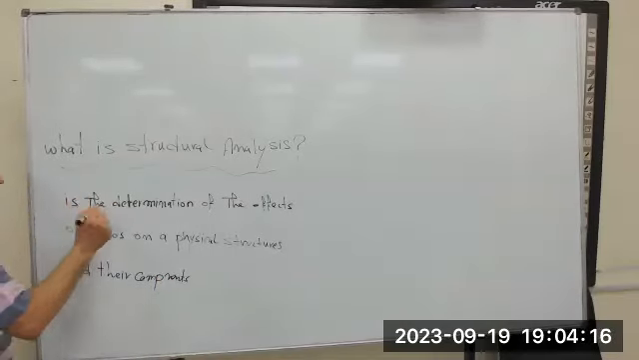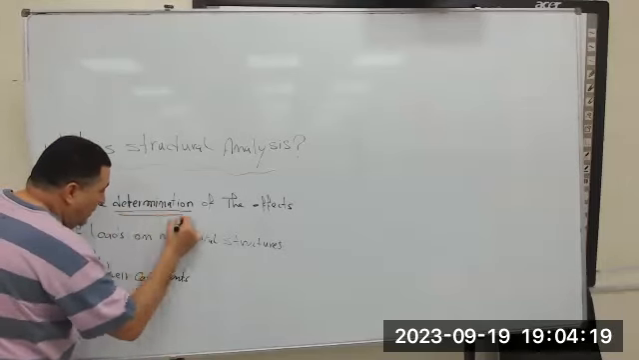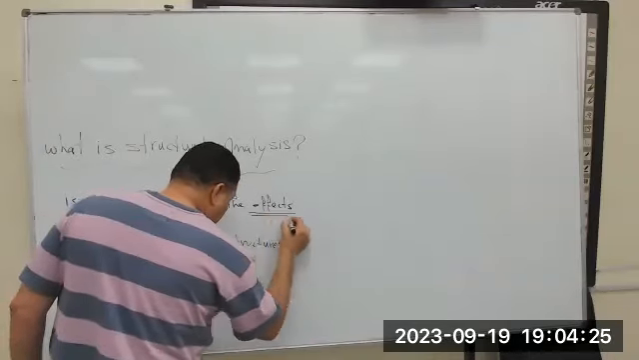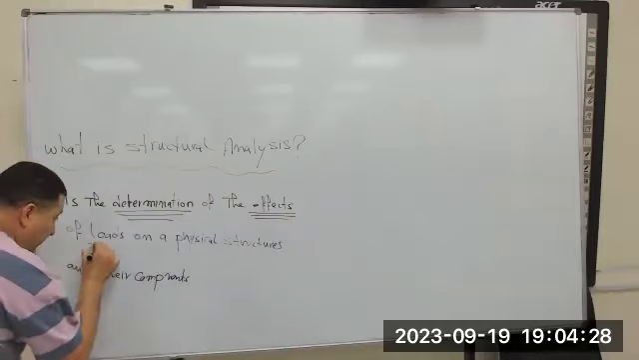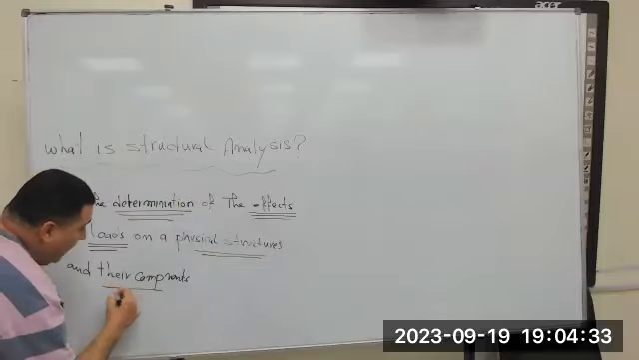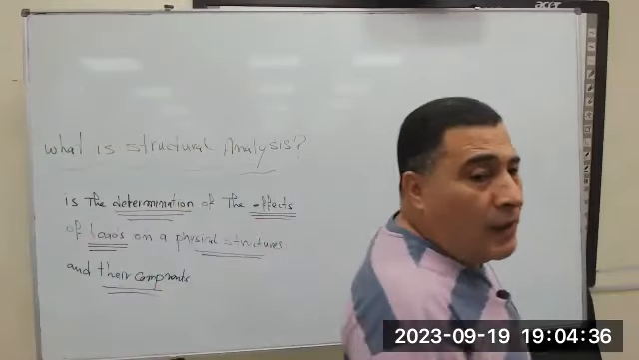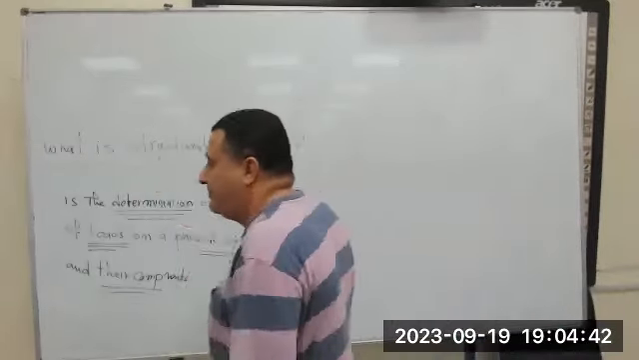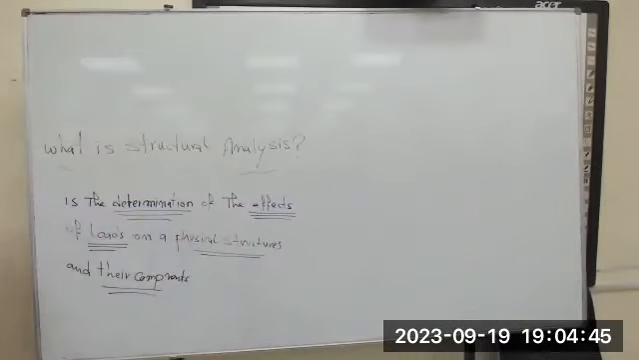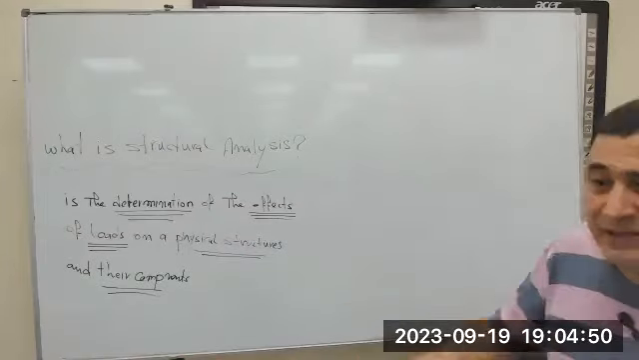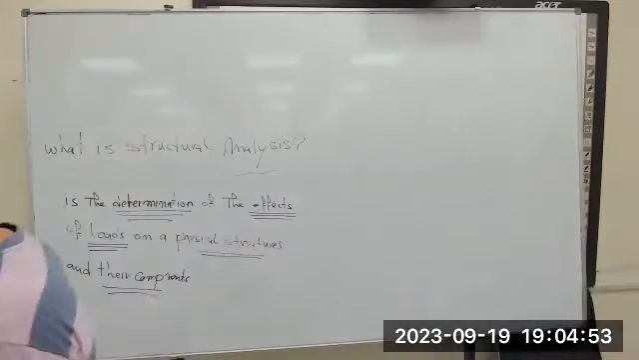It is the determination of the effects and loads on a physical structure and their components. When I say this, we are existing in what? We have a conventional system. This structure is a conventional system, which means concrete: slabs, beams, columns, footing, soil.